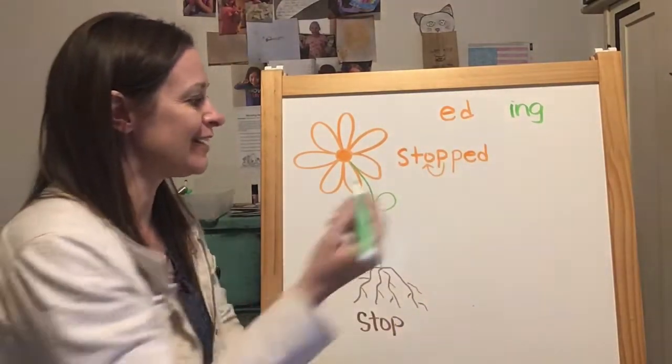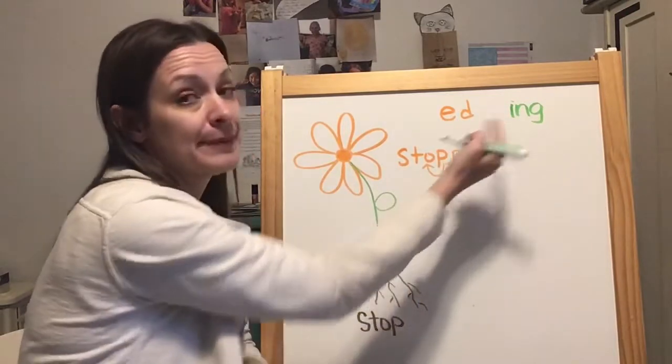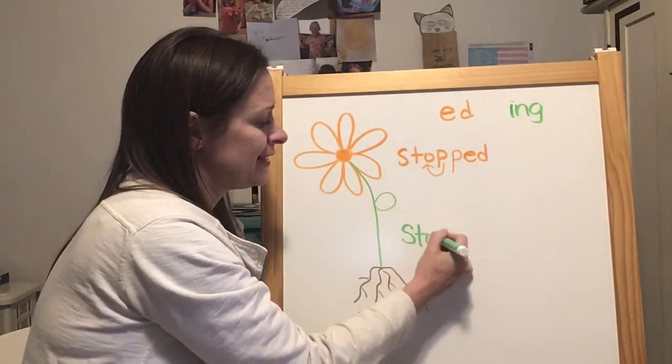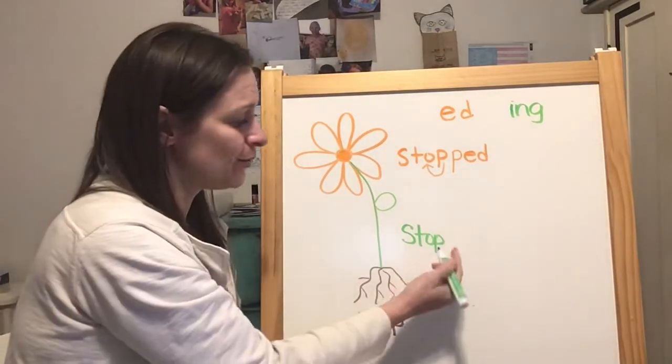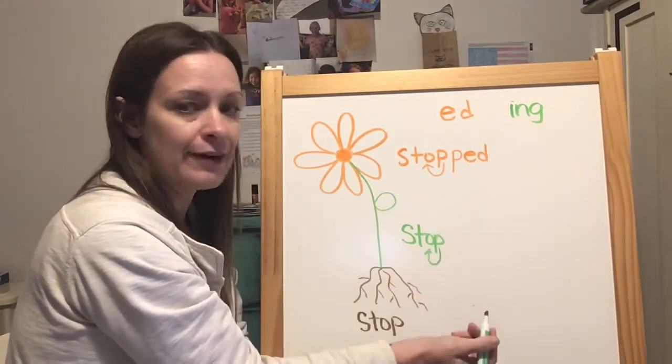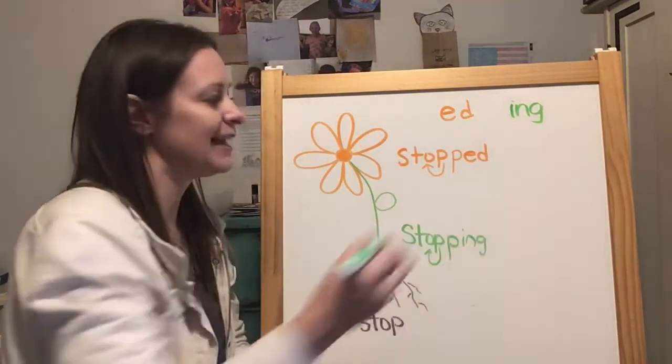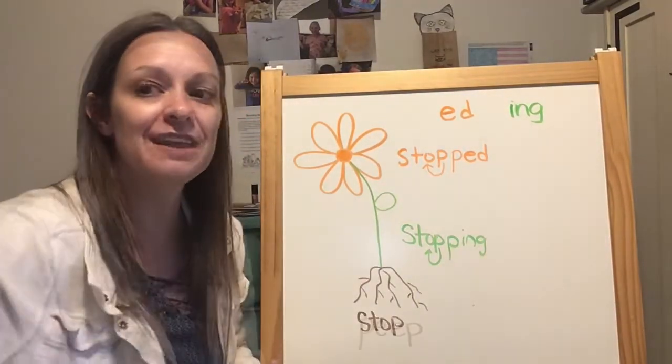All right, so let's add our ending for stopping. So I've already done it, right? I've already added my ed, so now I already know that there's a short vowel right in front of it, so I can just double my p and add my ing. Let's look at another one.